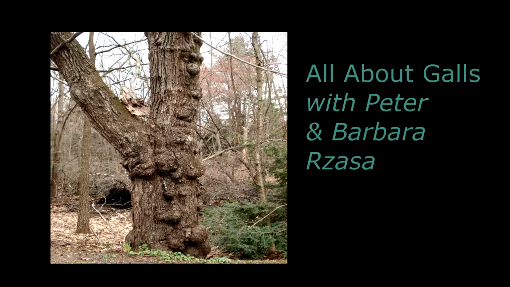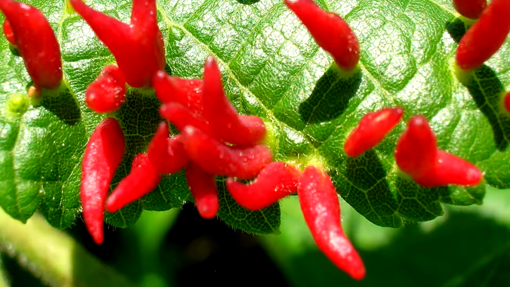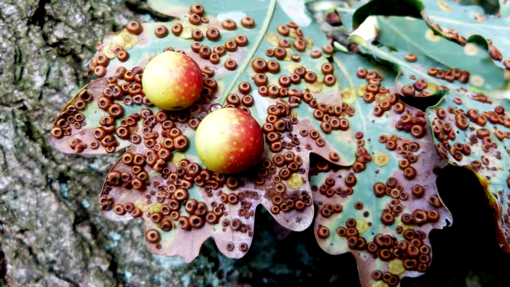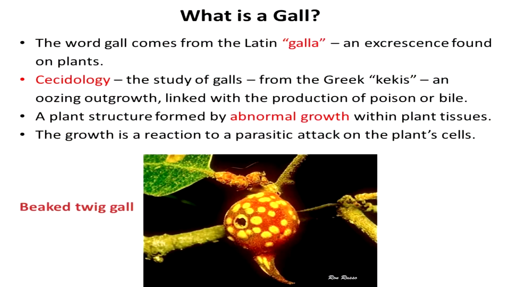We've all seen them: crazy-looking globs of bark protruding from trees, weird cylindrical formations on the stems of goldenrod, tiny bumps or horn-like structures on maple and oak leaves. Galls! Just what are galls? They are a plant structure formed by abnormal growth within plant tissues. This growth is a reaction to a parasitic attack on the plant's cells.